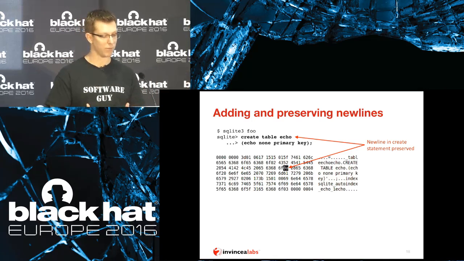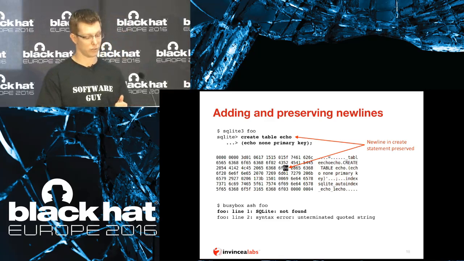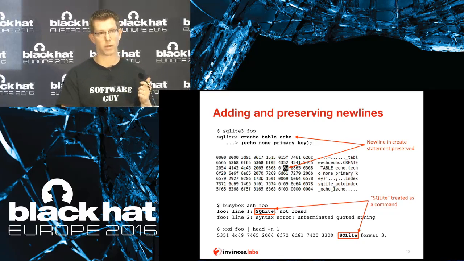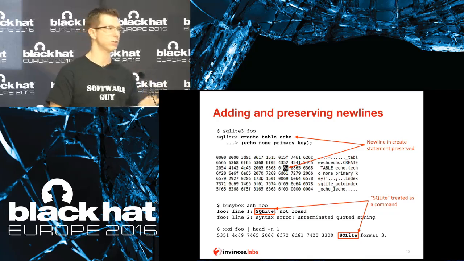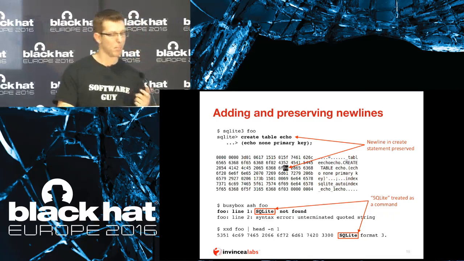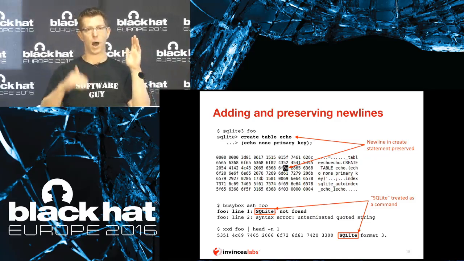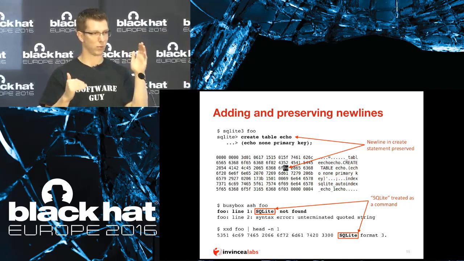Not SQLite. By default, it preserves that new line character. What happens then when you run that file through BusyBox's ash shell is you get this first error here. It says SQLite not found. That's happening because it's interpreting the first word in that file to be a command name. And of course, there's no SQLite command on the system. But more importantly, it's interpreting everything after the word SQLite up until that new line as the parameters for that command that it cannot execute.